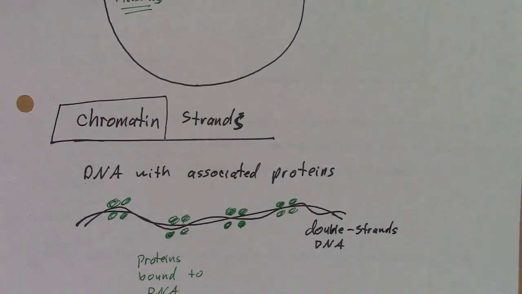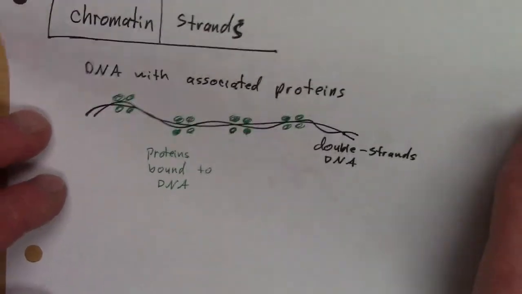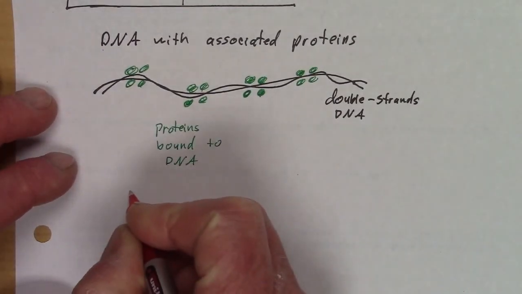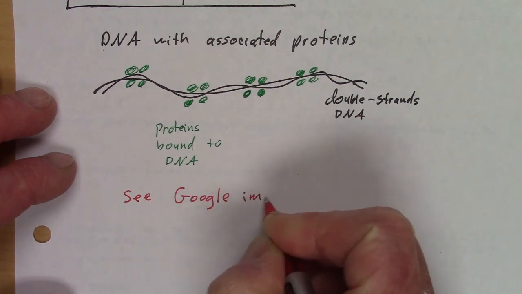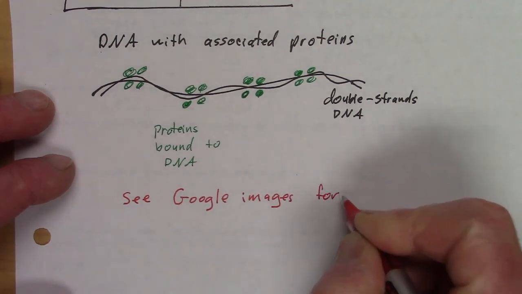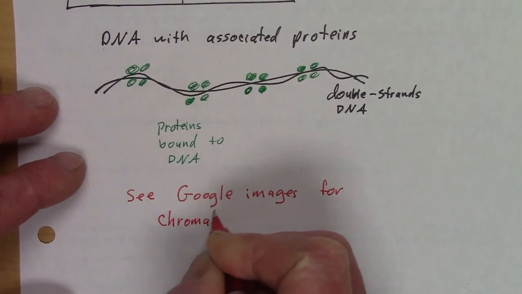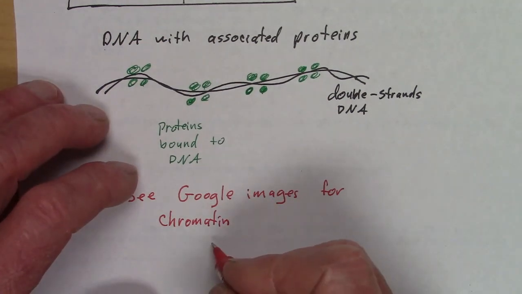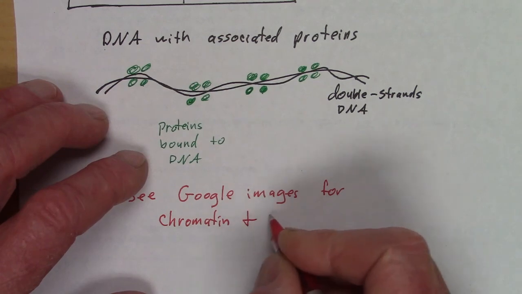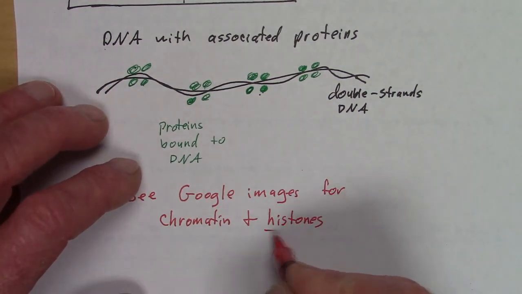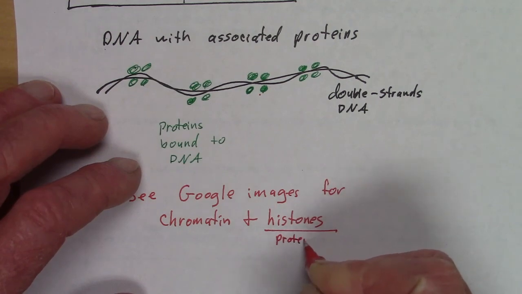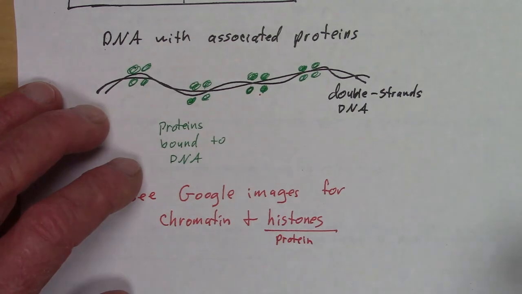And I had a picture. I don't remember which book I was in. But what you ought to look at, if I get a picture here, I may put it back on. What you should look at, see Google Images for chromatin, and the proteins are histones. So if you Google images for chromatin and histones, you should see some of these proteins. So the histones are the protein. And they wrap around the DNA more or less like this.